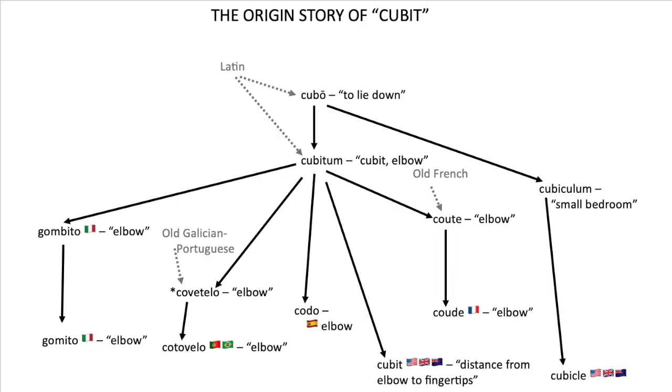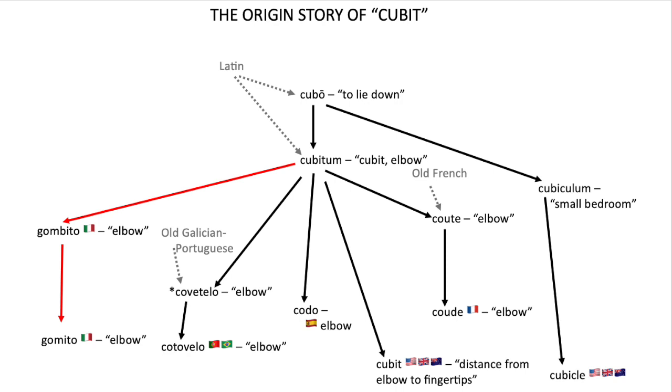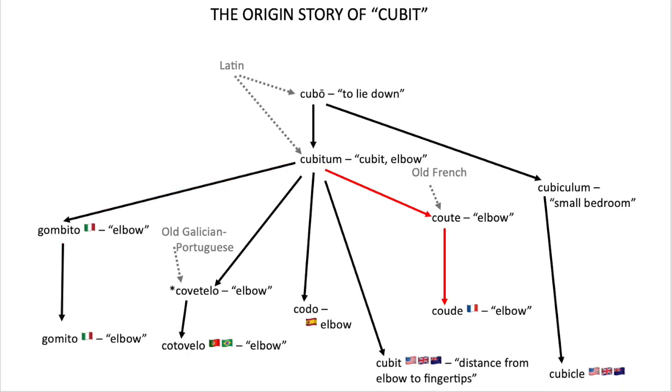So, when the ancient Romans lay down, they would recline on their elbows, and from there, they could notice that the forearm, which they called the ulna, could be used as a handy unit of measurement. And so they decided to call the distance between the elbow and the fingertips the cubitum, which eventually came to denote the elbow itself. And as we can see in the chart, many modern words for elbow in languages descended from Latin use a descendant of cubitum to denote elbow, including the Italian gomito and the French coude, among others.